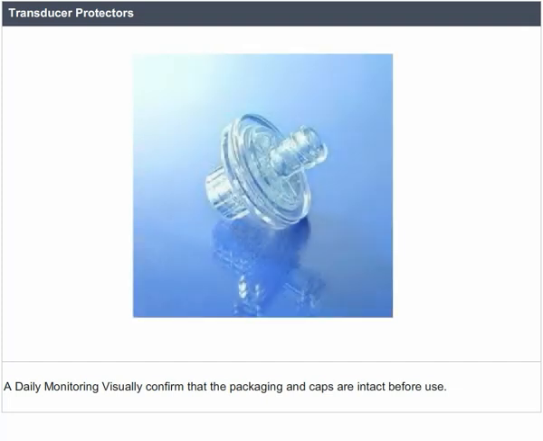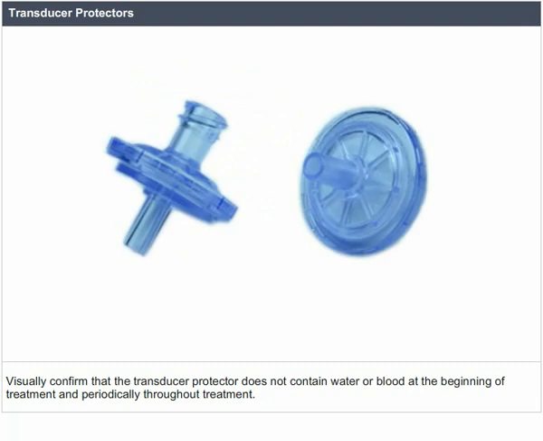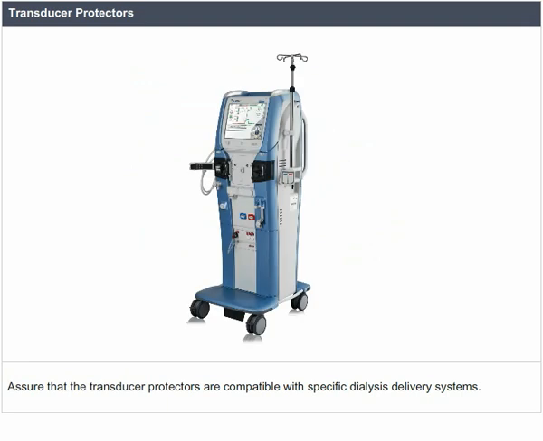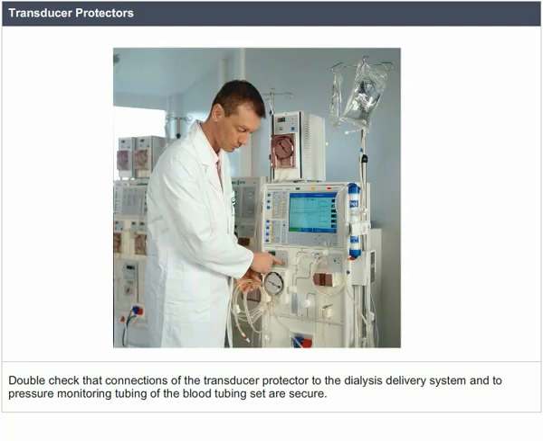Transducer protectors. A daily monitoring. Visually confirm that the packaging and caps are intact before use. Visually confirm that the transducer protector does not contain water or blood at the beginning of treatment and periodically throughout treatment. Assure that the transducer protectors are compatible with specific dialysis delivery systems. Double check that the connections of the transducer protector to the dialysis delivery system and to pressure monitoring tubing of the blood tubing set are secure.